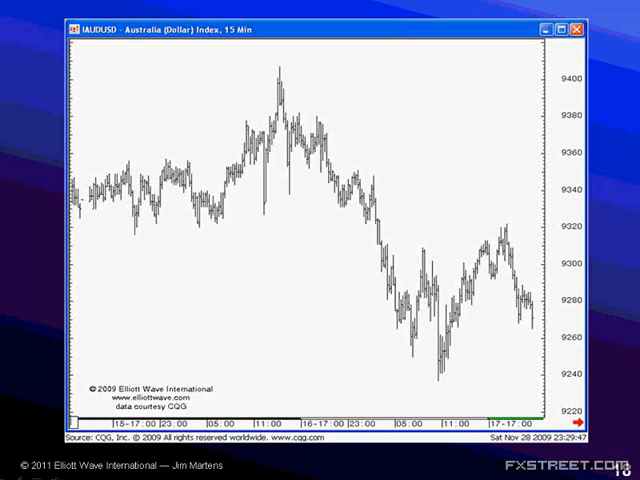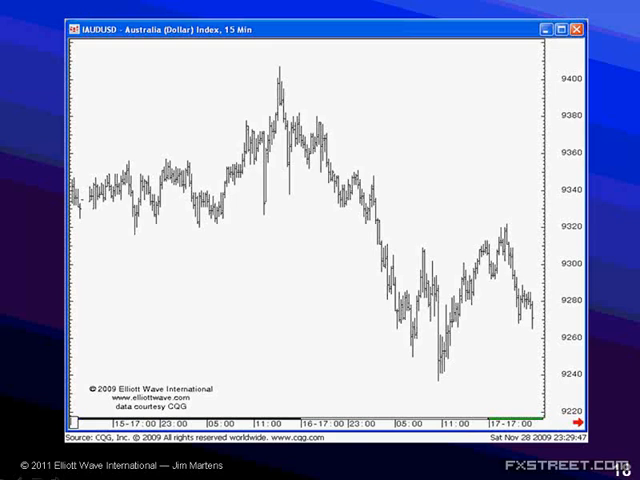And finally, and I did not mention, but ideally wave 4 does not enter the price territory of wave 1. That's it. 3 rules. There are a handful of guidelines that help us along the way, and they're explained very well in the book, but we'll talk about a few as we go.